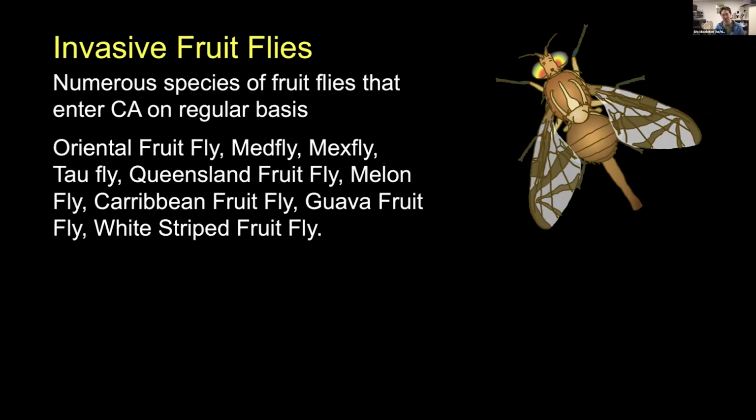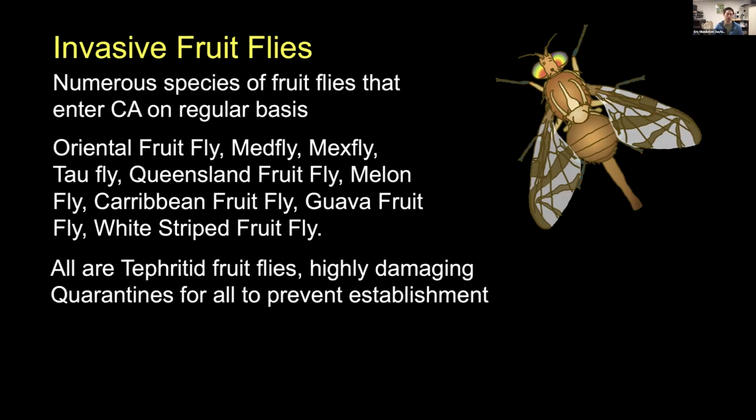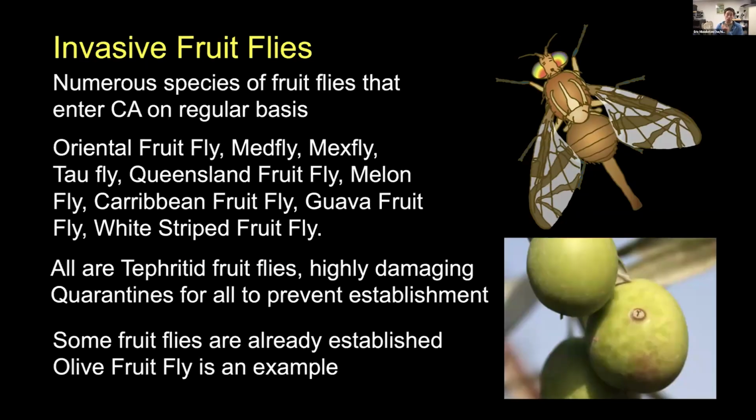And I believe those are all the main ones that are currently being monitored by CDFA as these highly damaging invasive pests. All of them are invasive tephritid fruit flies, and as I said, are highly damaging. They attack a wide range of different fruits and can be very, very problematic. Because of that, when they are found in the state, quarantines are put up to prevent the establishment of these pests, to make sure they don't become a permanent fixture here that we have to deal with forever, because they are quite damaging.